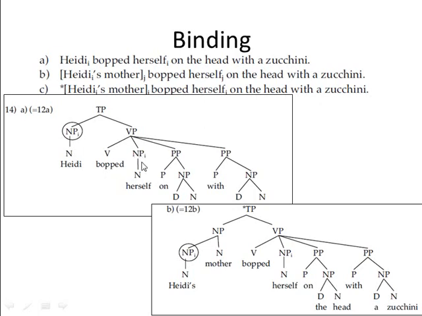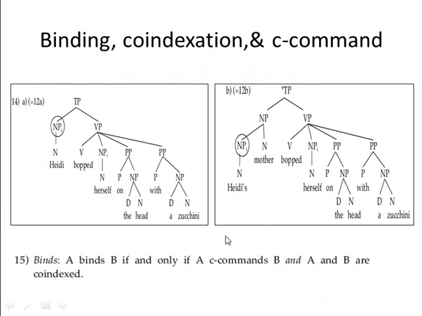So, it's correct. It's about Sickerman. If you still remember Sickerman, I'm going to talk about Sickerman after this. But for the second one, Heidi's mother, we have NP here, I, herself here, I. So this is incorrect. Why? Because it's a different relationship. Okay, let's see the next example, the next slide. Okay, so we have here the relationship between binding, co-indexation, and Sickerman. So 12A, it's correct, it's grammatical, because we have the pattern here.